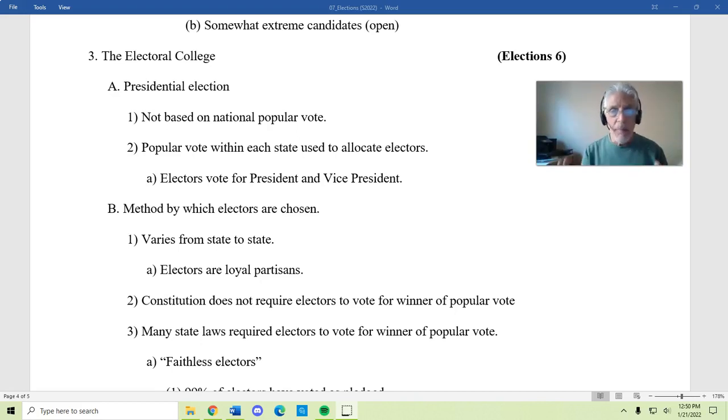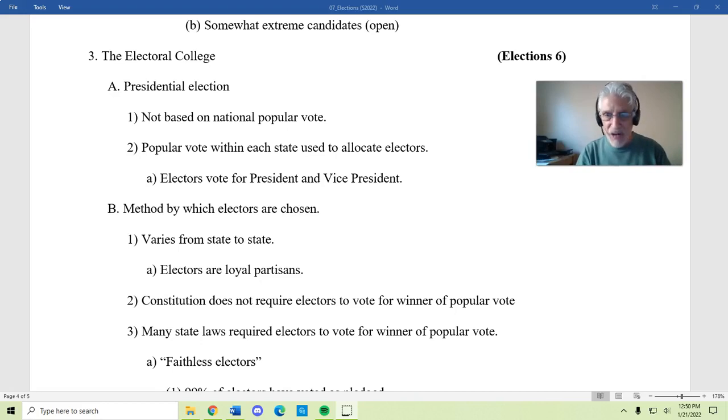So when we're talking about the Electoral College, we're only talking about presidential elections. And this might be news to some of you, but when you vote for president, if you vote, you're not actually voting for president. What we do not do in this country is have an election for president, add up all the votes, and then the person with the most votes wins.